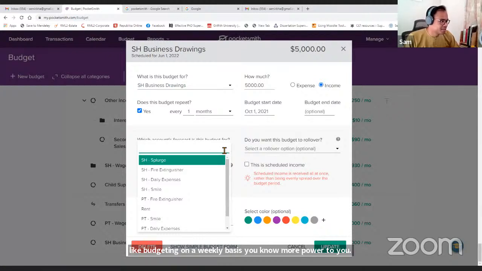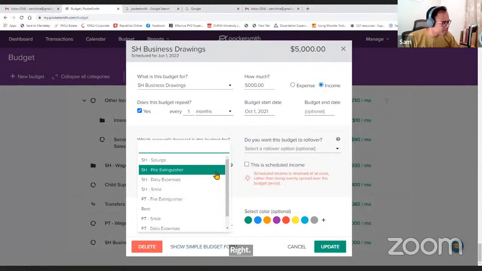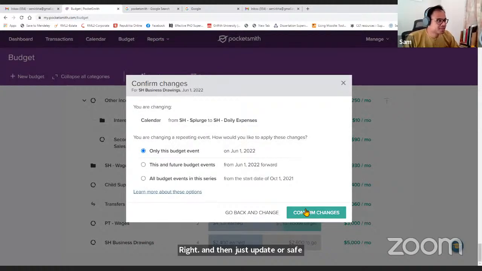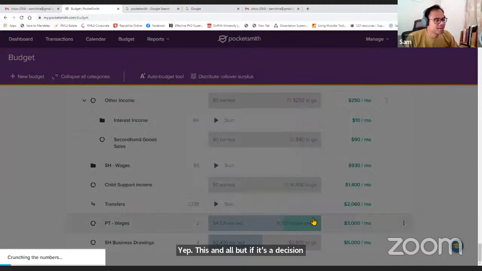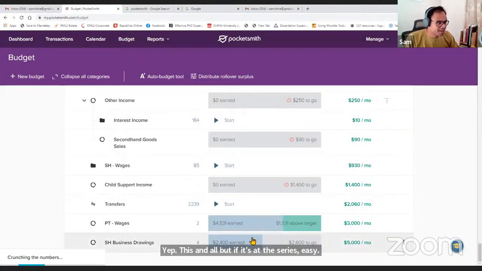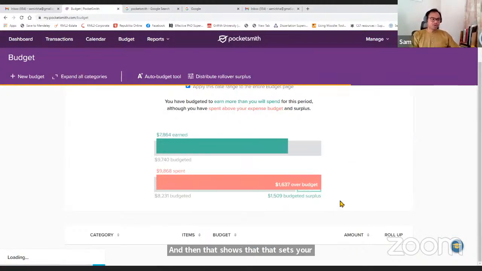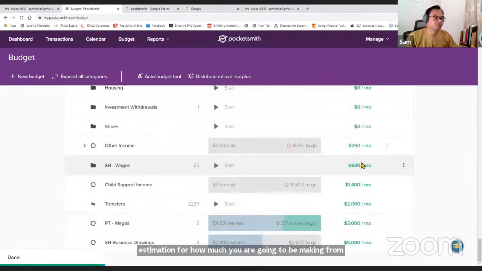And you can set this account forecast based on the account that you're getting paid into, which is daily expenses. Okay. You don't have to worry about rolling it over because it's income. Only expenses you can roll over, but we'll talk more about rollover later. Right. And then just update or save and confirm changes. Yep. This and all budget events in the series. Easy. Okay. Right. And that sets your budgeted estimation for how much you are going to be making from that particular income source for this month.